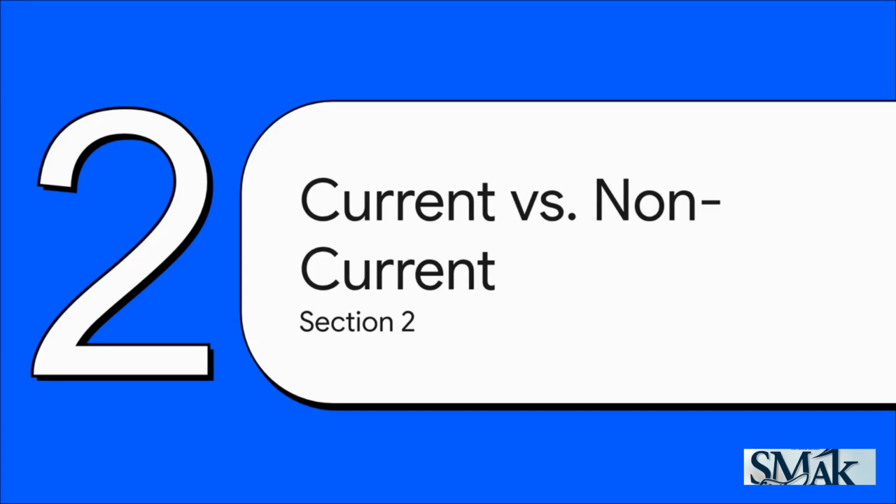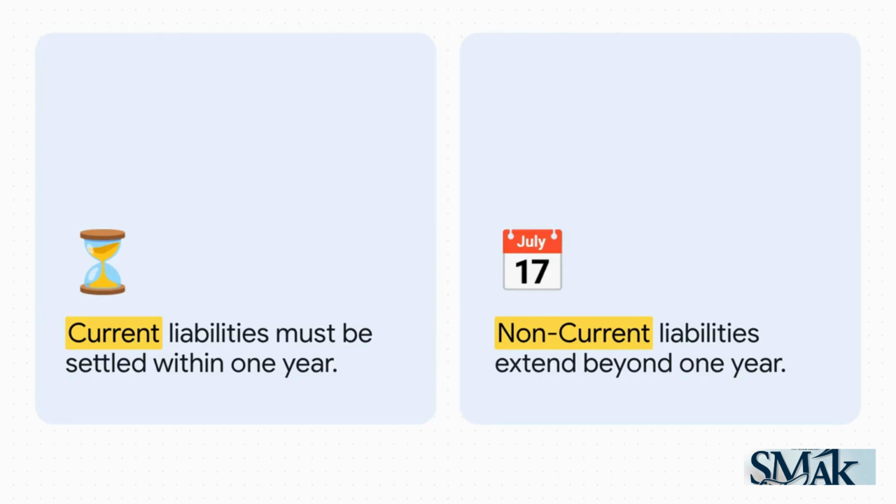Moving right along to Section 2, current versus non-current liabilities. Now that we know what a liability fundamentally is, let's categorize them. And we do this based on a very strict ticking clock. This brilliantly illustrates the dividing line of one single year, which separates a company's short-term survival tactics from its long-term financial strategies. Honestly, this timeline dictates entirely how leadership manages their cash flow.